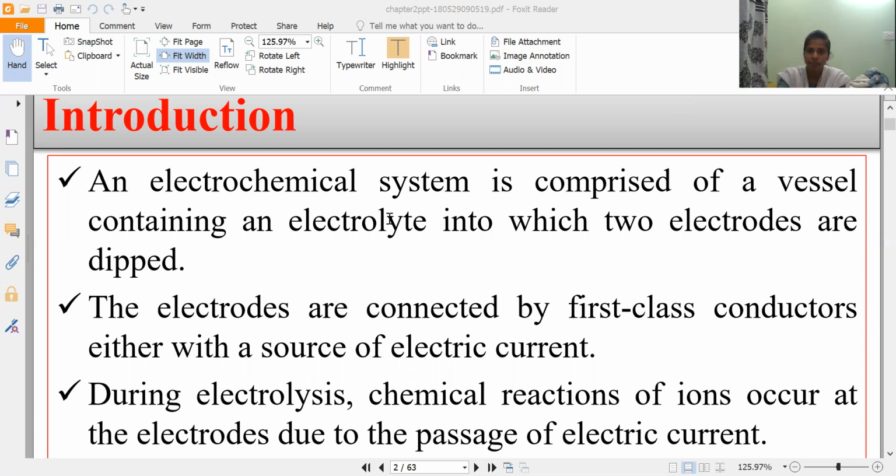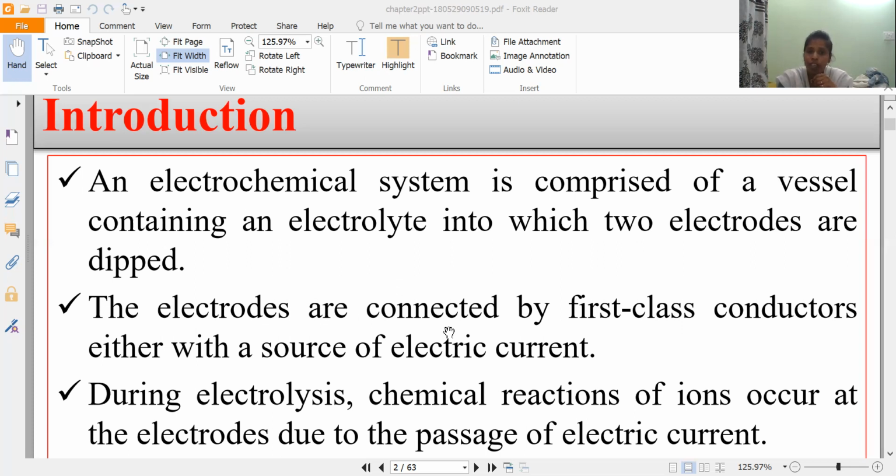An electrochemical system is comprised of a vessel containing an electrolyte into which two electrodes are dipped. Whether it is an electrolytic cell or a galvanic cell, whatever the type of cell, every cell is comprised of a vessel. A vessel is nothing but the container. This container is filled with the electrolytic solution, and in this electrolytic solution, the two electrodes are dipped. One electrode is acting as anode and another electrode is acting as cathode.